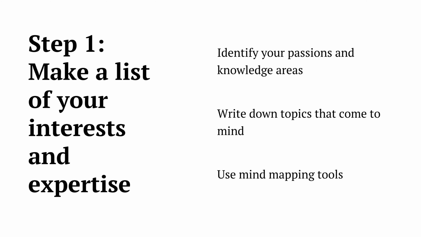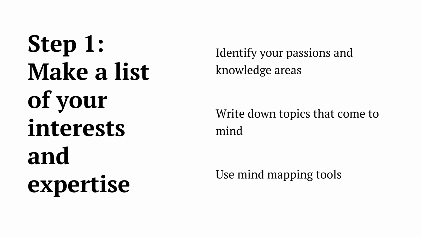So step one is make a list of all your interests and expertise. The first step is to think about what you are passionate about and what you know a lot about. Okay, this will help you to find a niche that you enjoy writing about and that you can provide useful information or insights on. For example, if you love cooking and trying out new recipes, maybe a food blog is for you. Or if you are an avid traveler who loves sharing your adventures and experiences, maybe a travel blog is for you.